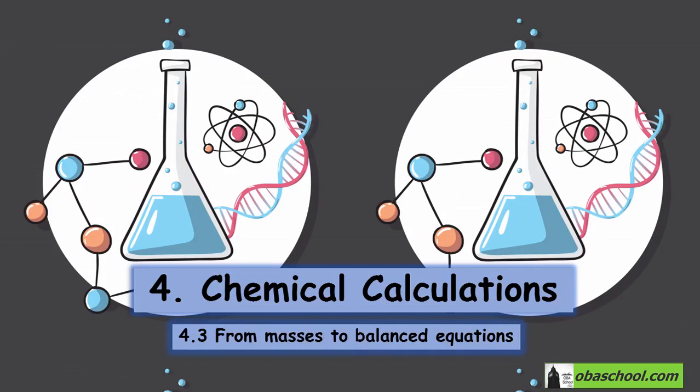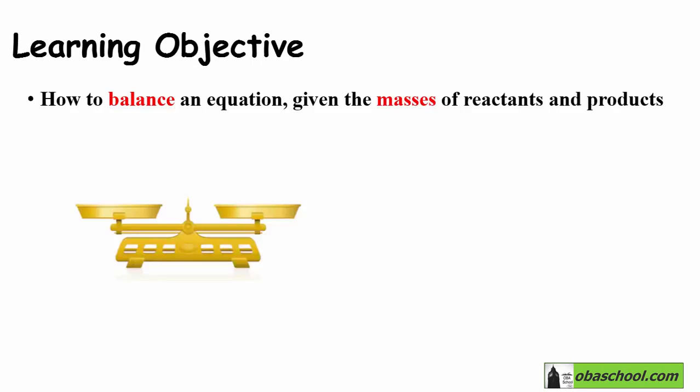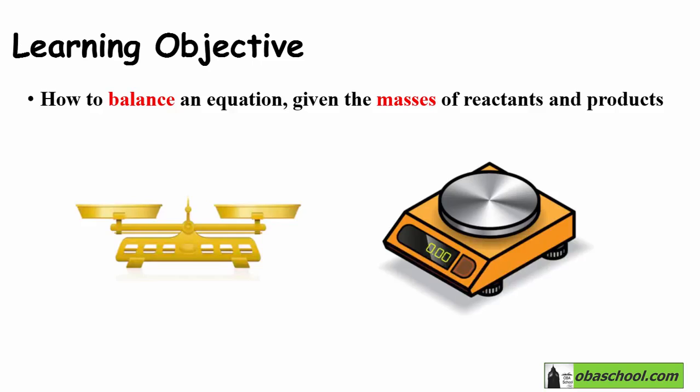This is section 4.3, from masses to balanced equations. In this tutorial, we will learn how to balance an equation given the masses of reactants and the products. So if we have the mass of all reactants and the products, how can we balance the equation? Let's start with this example.